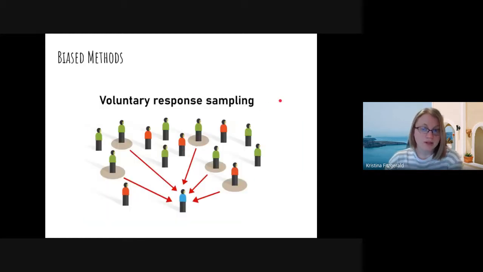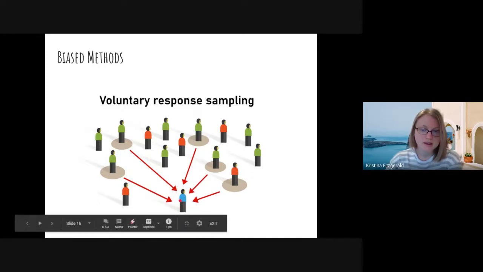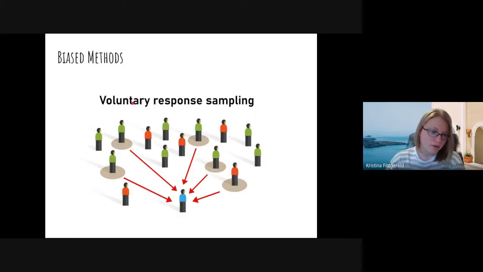Same thing with this one, taking volunteers. If you are asking a question, so let's say this is the guy surveying, we can see a lot of the people that answered are green, and we got one red, but there's a lot of other red people in the population here. So with volunteers, you're basically only going to get people that care about the question you're asking or care to respond. So they're going to feel passionate and have a strong opinion about things, and so we don't generally like to take volunteers.